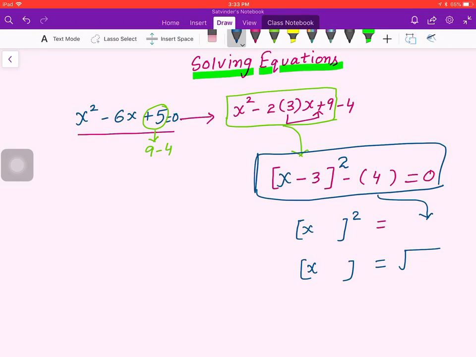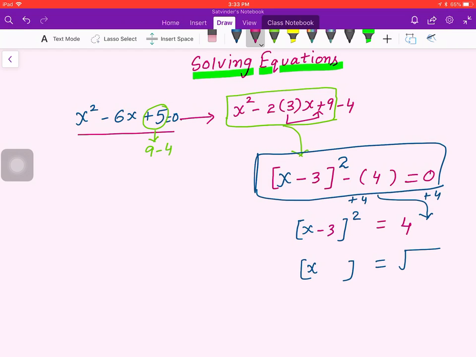The first step for solving these equations is, you have this constant number here, so we will make it 0. How will you make it 0? If you add 4 on both sides. This adding 4 is only for solving equations, not for rewriting. So minus 4 plus 4 is 0, and 0 plus 4 is 4. So we'll write 4 here, and x minus 3 whole square equals 4.